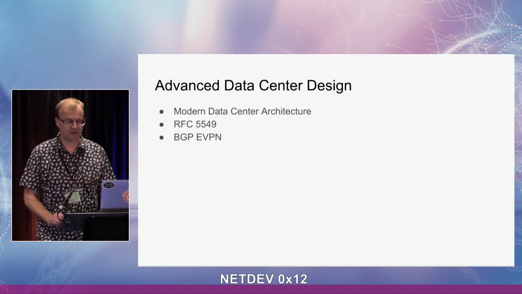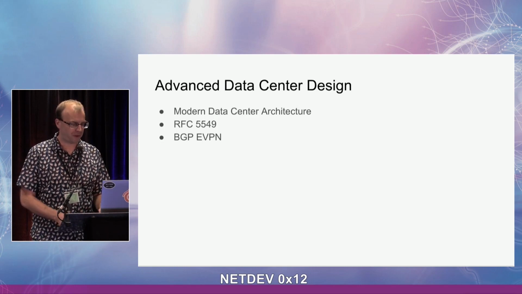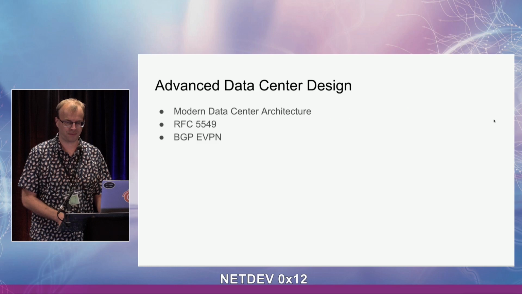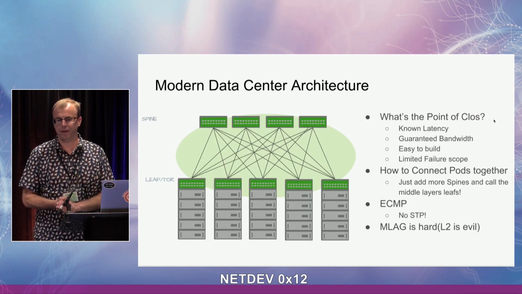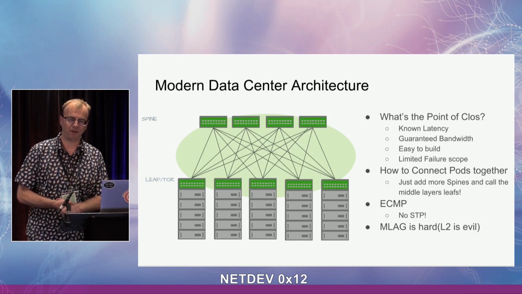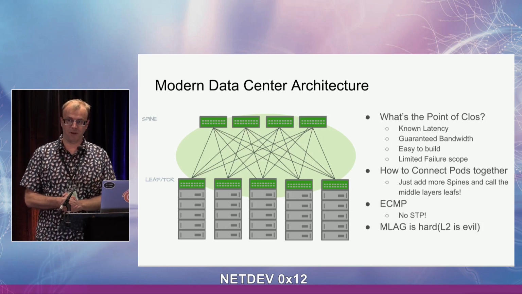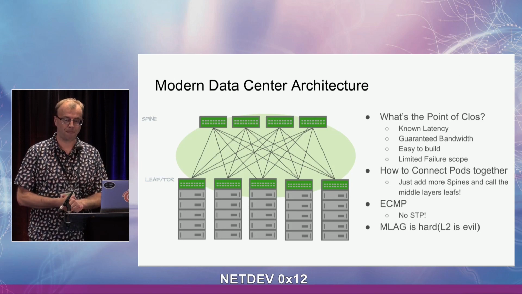I'm going to cover modern data center architecture, what it looks like, RFC 5549, and a very quick overview of BGP VPN. So the modern data center is a Clos network. It's named after Charles Clos. Some guy, I think he worked at Bell Labs, invented this back in the 50s or 60s. So it's been around for a long time.